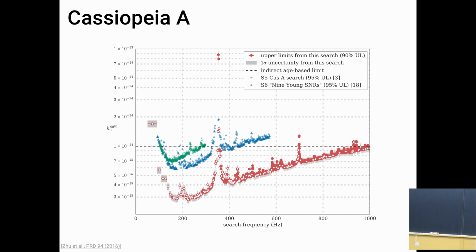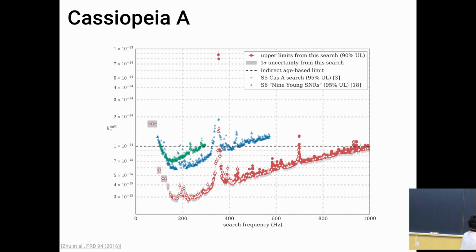We went through the search. Can we do better than that? What you're seeing here, again, is the 90% upper limit on the strain versus search frequency. In red are the results from this search that I'm showing you, which is one of the more recent ones, although this is still on initial LIGO data, and we're working on the results for advanced LIGO data right now. The age-based limit is around 10 to the negative 24, that horizontal dashed line. And basically, for the entire search frequency range that we're looking at, we are actually below that.